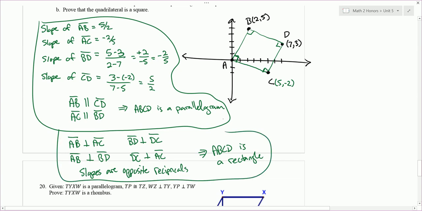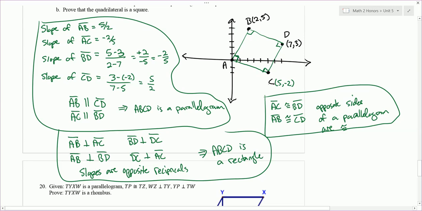We're getting closer. Let's look at the length of AC. Well, we know first of all that AC is congruent to BD, and AB is congruent to CD because that's a property of a parallelogram. Opposite sides of a parallelogram are congruent. So we're going to call back on that in a second. So it's enough to just find two lengths. Let's show that AB is congruent to AC by finding the length.